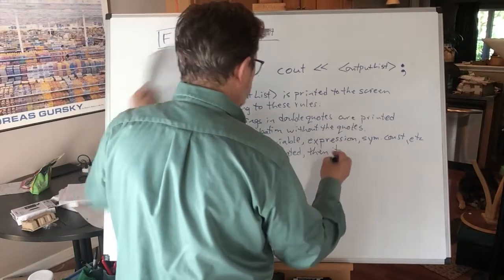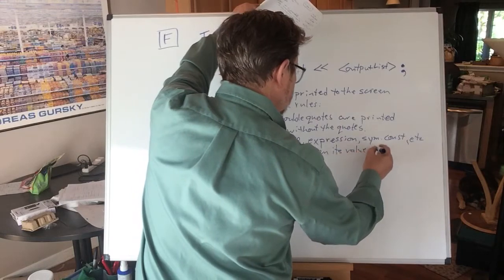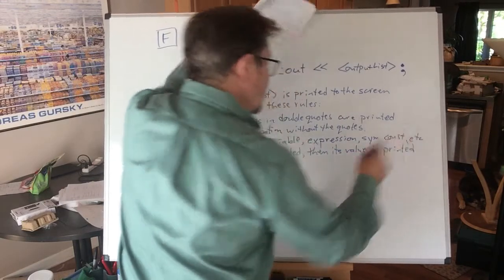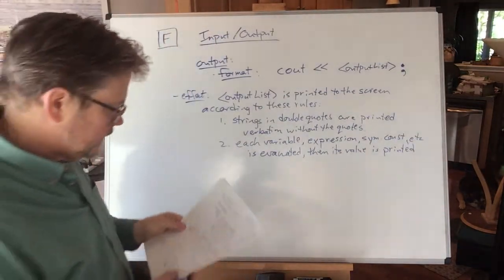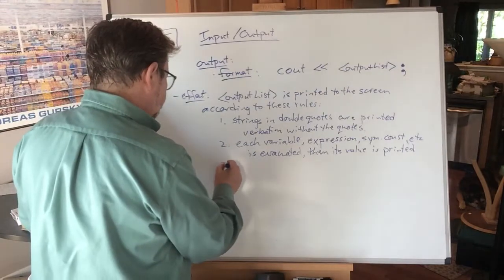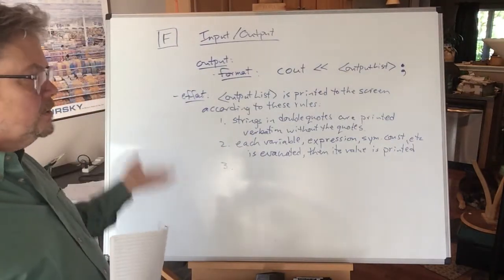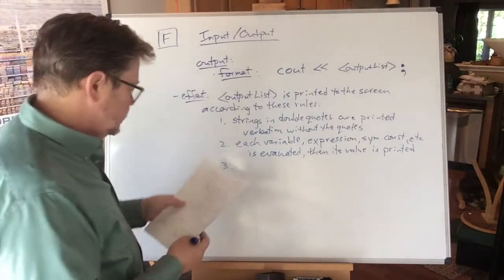Each of those is evaluated. Then its value is printed to the screen. It being whichever one of these we're talking about. And I'll assume it goes without saying that it's to the screen. That's the only place we're going to be printing stuff right now. Rule 1, 2: strings in double quotes, printed verbatim. Variables, expressions, yada, yada, yada. Those are evaluated, and then the values printed to the screen.